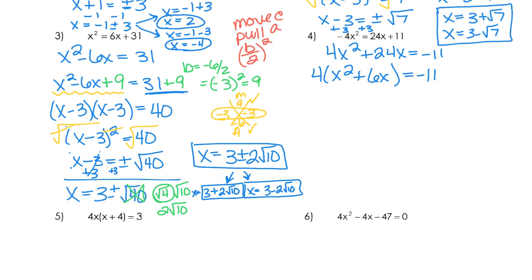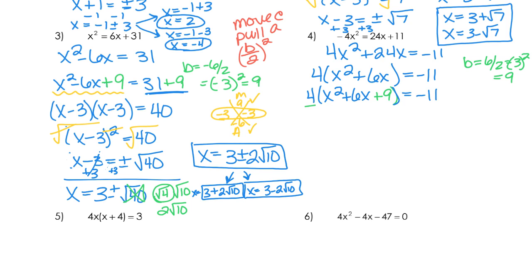All right, now we're ready to do our b work. So we're going to take our b, which right now is 6, cut it in half, which is 3, and square it and get 9 again. And so we'll keep the 4. This will be our x squared plus our 6x. Our plus 9 will go here. Equal to our negative 11.